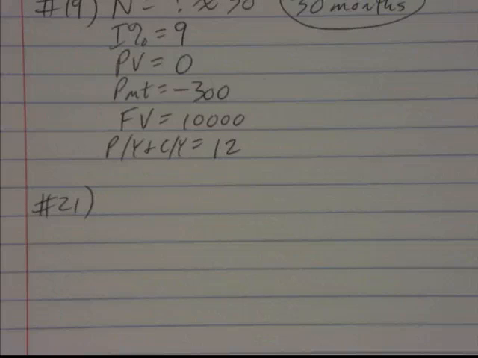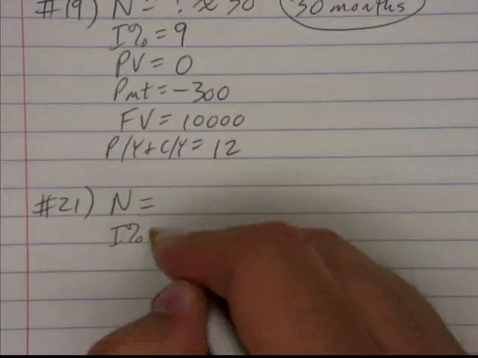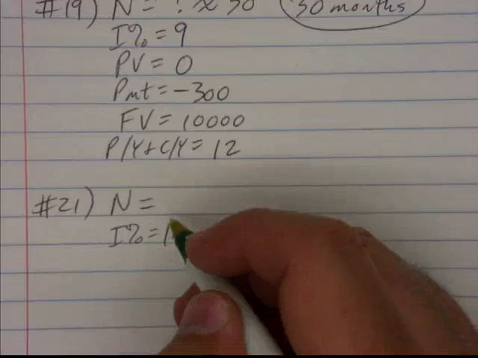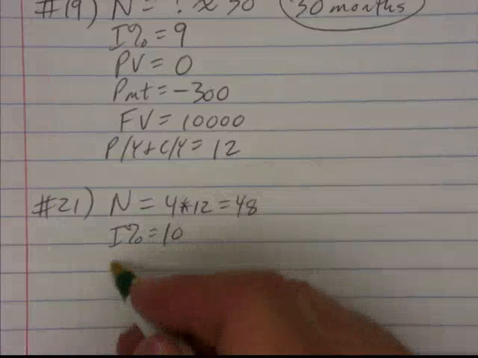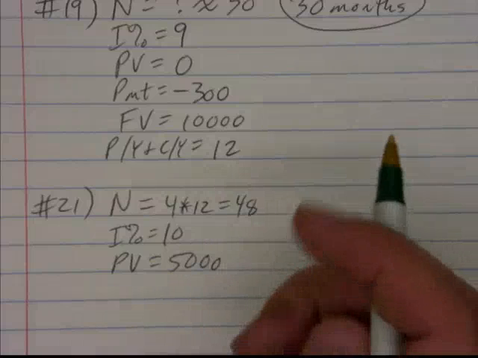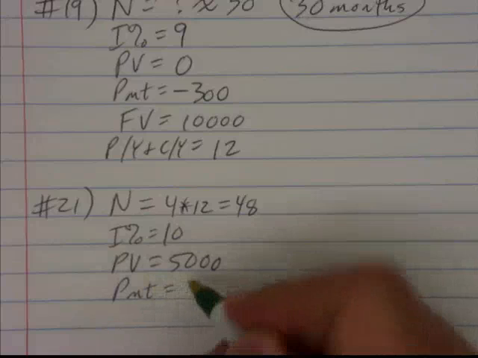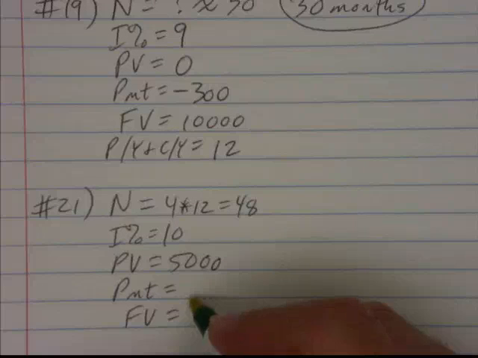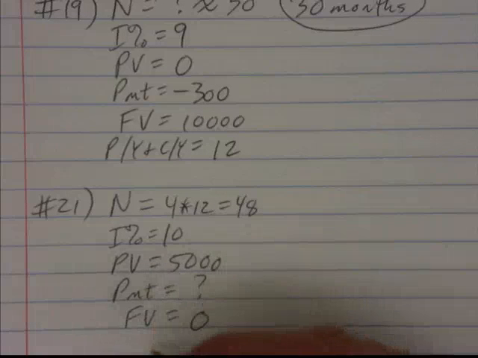Number 21 says, find the monthly payment necessary to pay off a 4-year amortized loan of $5,000 if the interest rate is 10%. So interest rate is 10%, 4-year loan, and it's monthly, so that's going to be 48. Present value, we're currently borrowing $5,000. All right, payment and future value. Payment is what we want to know. Future value, when we're going to get that thing down to $0.